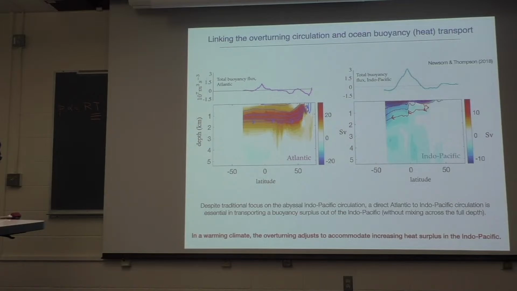Yes? I mean, if you change the relative width of the two basins, presumably if you've inverted, then you reverse the circulation?